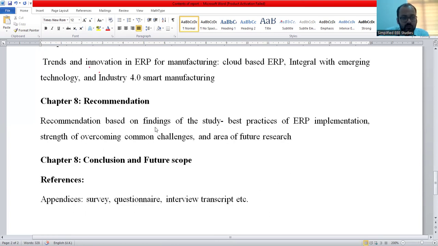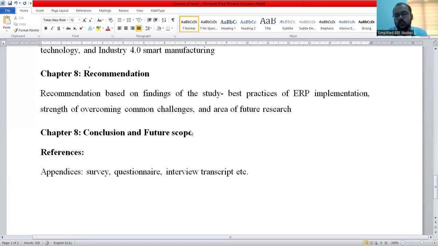Next is the recommendation. Based on the findings and study, the ERP implementation strengths and how to overcome the challenges. How do we overcome the challenges? After studying that, I came to know and I have my own suggestions, so those suggestions I put up in the recommendations. So next, conclusion and future scope.